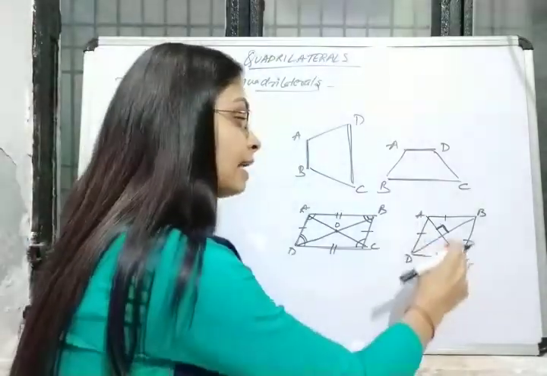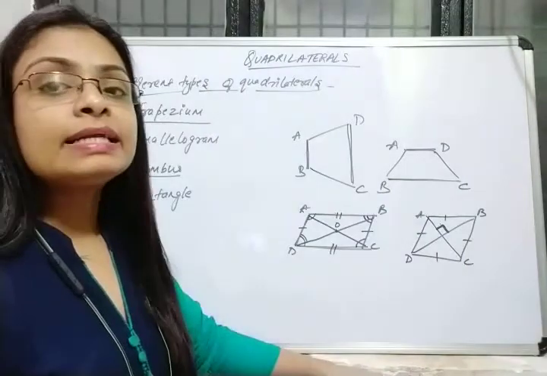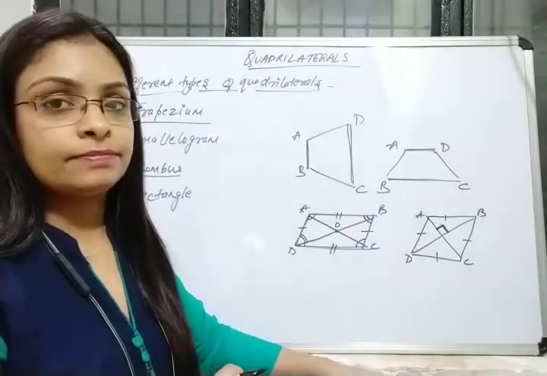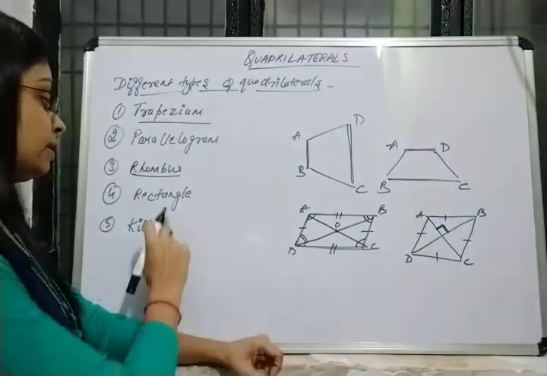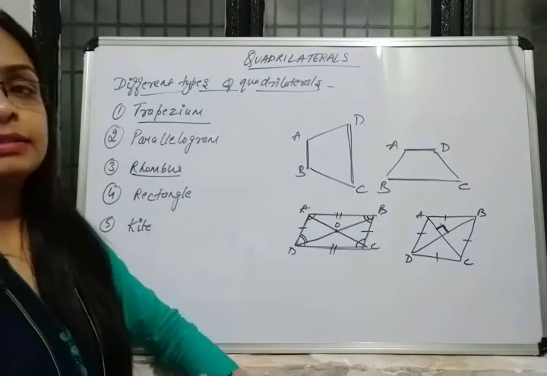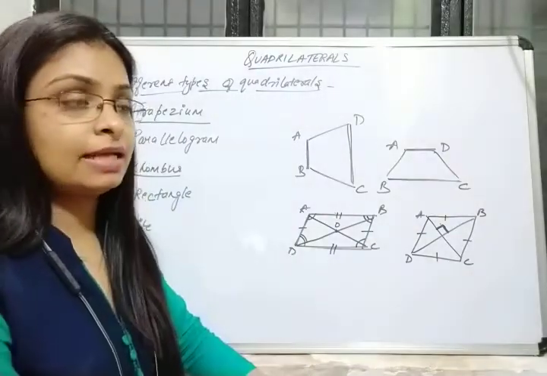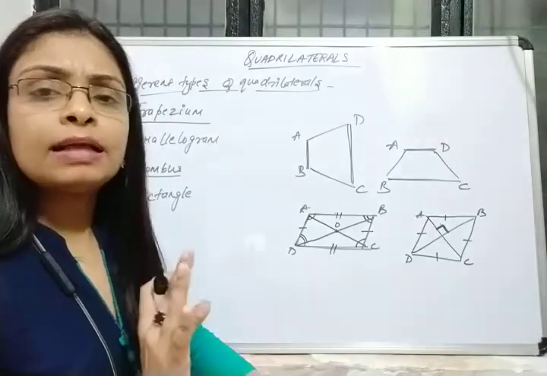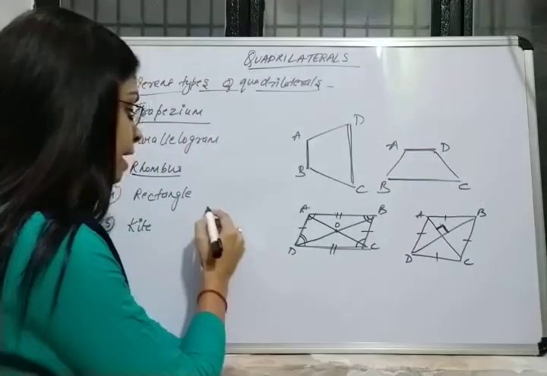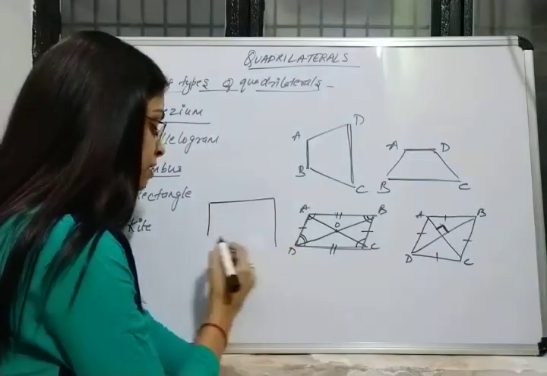And the diagonals bisect each other at 90 degree. Okay. Now the next one. Next one is what? Rectangle. Next one is rectangle. Rectangle is also a parallelogram. It is drawn something like this. This way. If I draw like this.